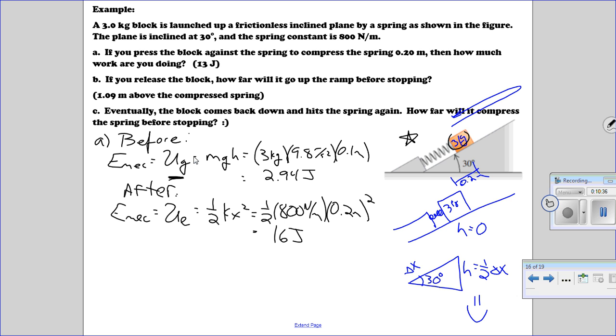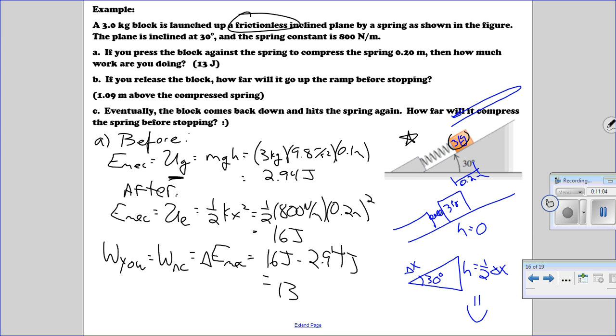All right, so look, our mechanical energy went up. Why? Oh, because you are a non-conservative force, right? So the work done by you is equal to the work done by all the non-conservative forces, because you are the only non-conservative force. Remember, frictionless. So that's equal to our change in mechanical energy, which is what we ended up with minus what we started with, which gives us 13 joules after you round out your significant figures. Okay, so there you go. That is how much work you are doing, 13 joules.